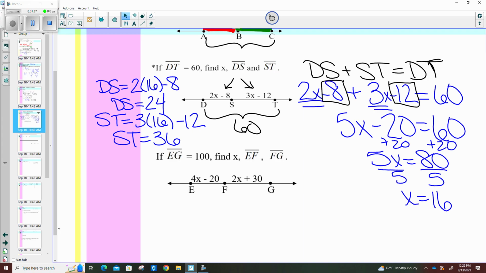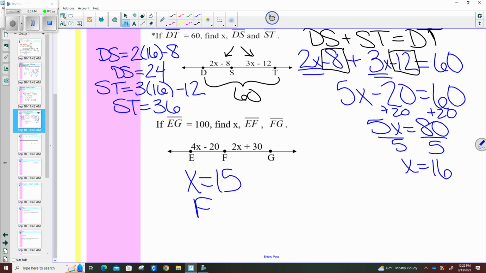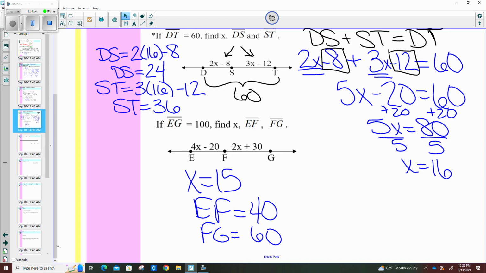All right, so we've been around. We've looked. We had an X of 15, an EF of 40, and an FG of 60. And 40 plus 60 does give me 100. So everybody had that. Does anybody need me to go through any of the work on it? All right, beautiful. Let's turn the page.